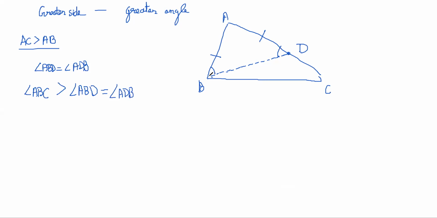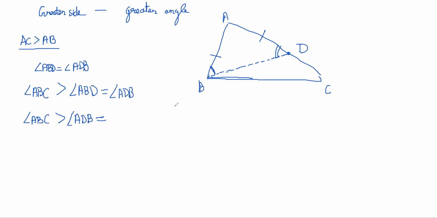See, angle ABC is clearly bigger than ABD, no? Yes. But ABD was equal to ADB. So we have got that ABC is greater than ADB, right? And ADB is ACB plus DBC. Correct. ADB is the exterior angle of this triangle.